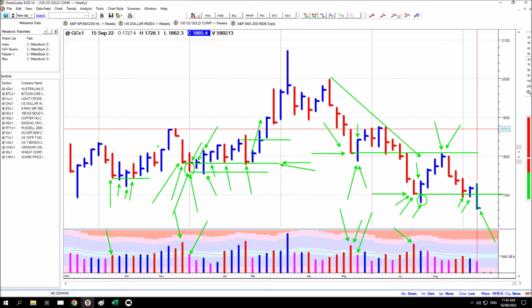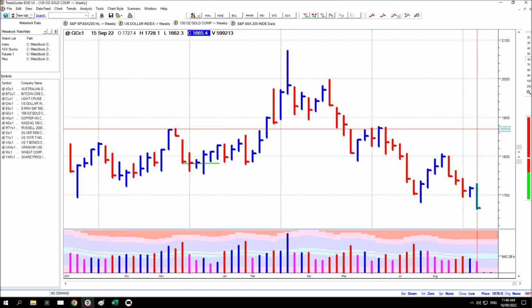It told you where the correct level was. The high volume told you where the correct level was. The long tail led you astray. The low volume led you astray. So I would mark that level there.